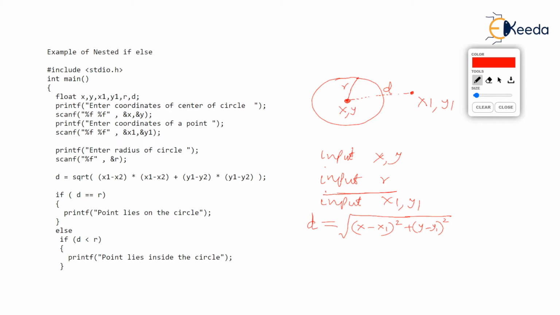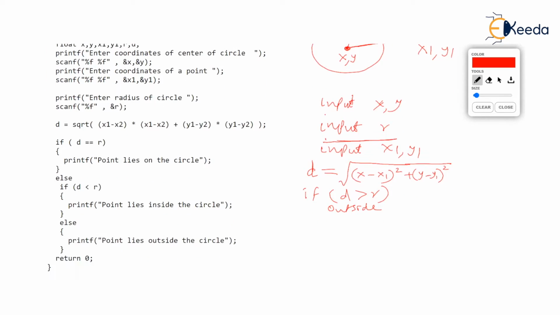So what if d is equal to r? If d is equal to r, then the point x1, y1 really lies on the circle, isn't it so? If d is greater than r, suppose, as you see in this example, the distance between the center and x1, y1 is greater than the radius, so the point is outside. We will say the point lies outside. Otherwise, we will check else if.